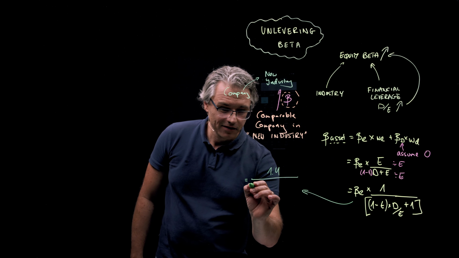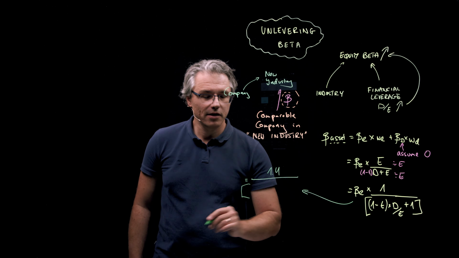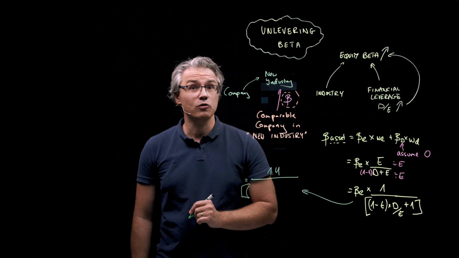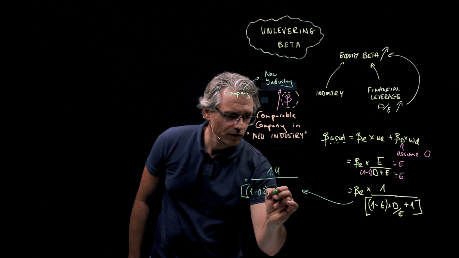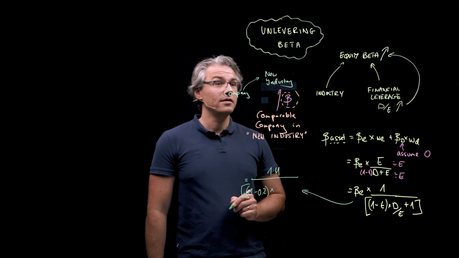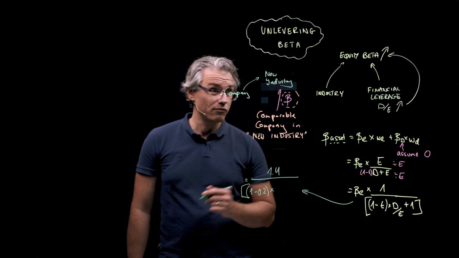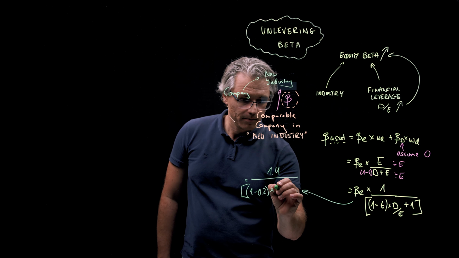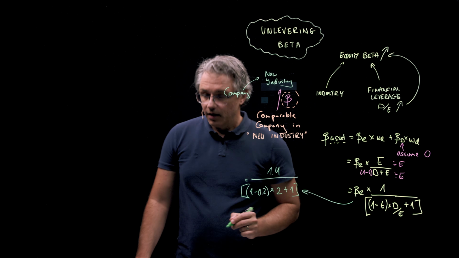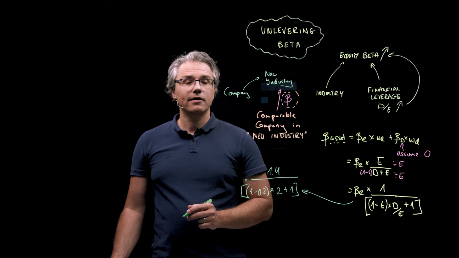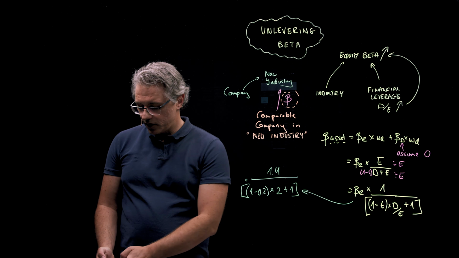And in the denominator, I'm going to have 1 minus the tax rate. The tax rate was 20%. So 1 minus 0.2. Now multiply this by the debt to equity ratio, which was that pretty big number 2, and add 1. And let me now take the calculator to perform this computation.